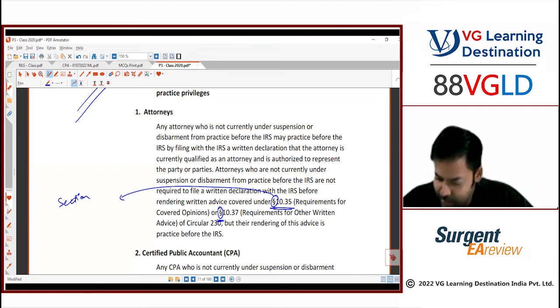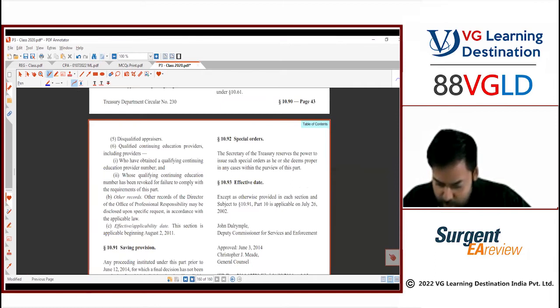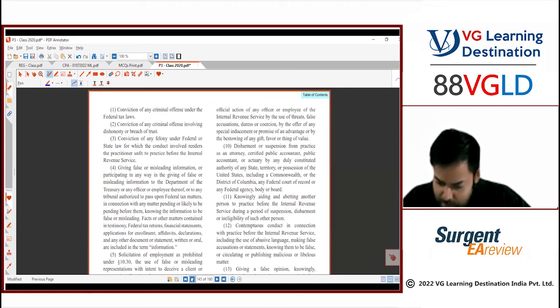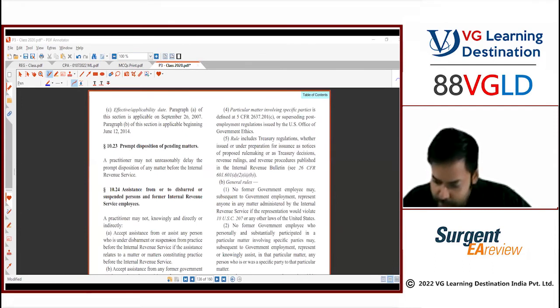So at the end of your book, they have given the relevant extract of the Treasury circular also. If you see here, every section number is mentioned here also.